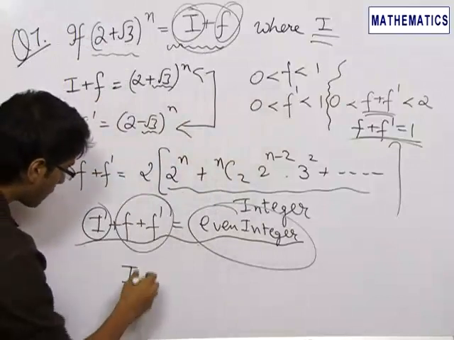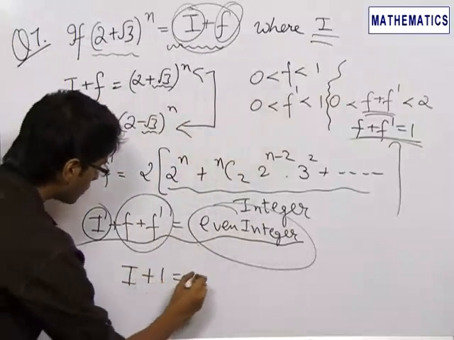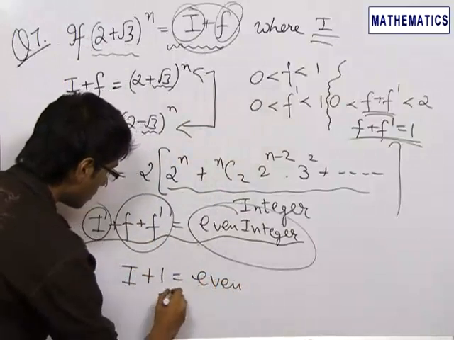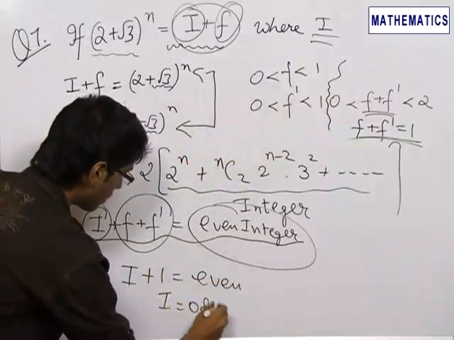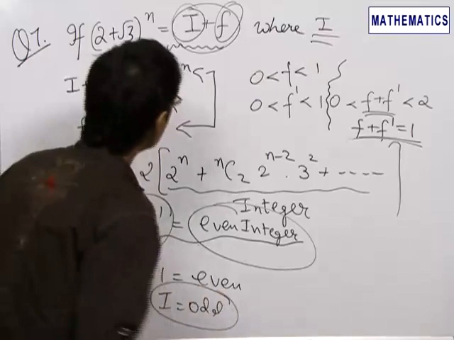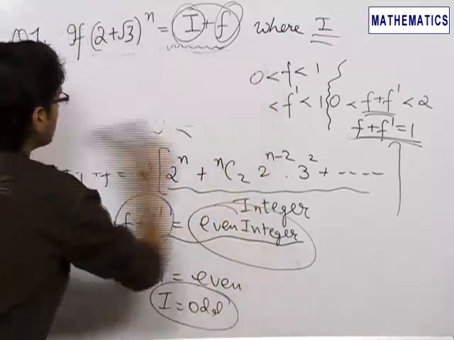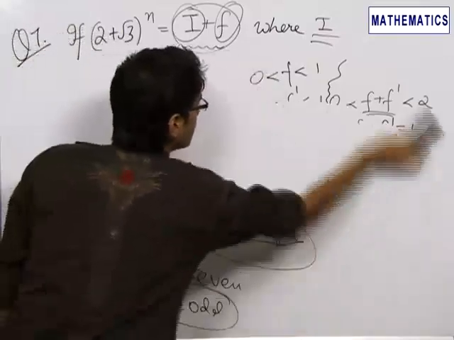On putting the value of f + f' as 1 here, we get I + 1 is equal to an even integer, so I is an odd integer. This proves the first part of the problem, that I is an odd integer.